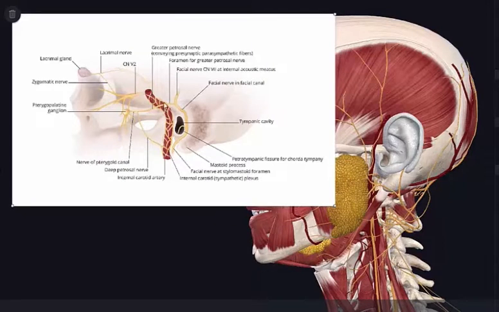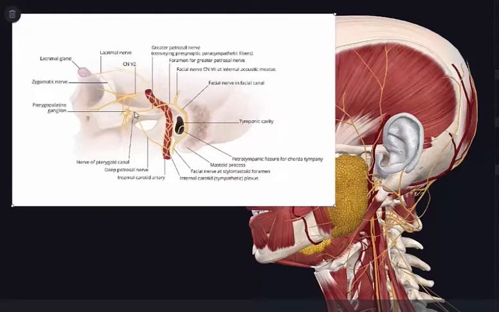Right here is the frame for the greater petrosal nerve. The greater petrosal nerve will convey presynaptic parasympathetic fibers, and it will merge together with a nerve coming from down here called the deep petrosal nerve. So the deep petrosal nerve and greater petrosal nerve will merge and form a nerve called the Vidian nerve, also known as the nerve of the pterygoid canal.